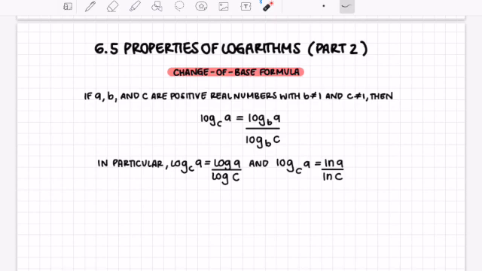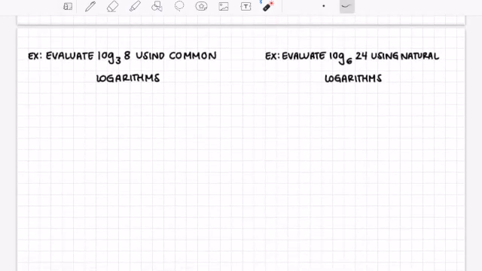We can also rewrite this as log base c of a equals log of a divided by log of c. We can also rewrite it in the ln format as ln a over ln c. Now, the reason why we might want to do this is because of the following examples.